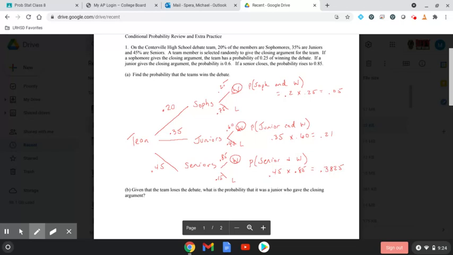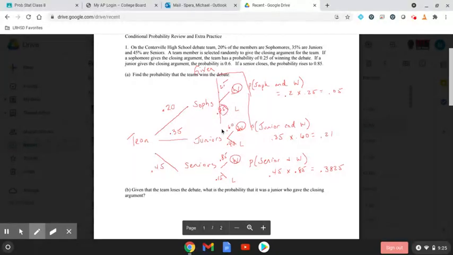Now, not that we need this right now, but I just want to point it out. Remember what that second set of branches are, this whole set of branches on down? Those are givens. So if I were to ask you, given the student is a sophomore and gives the closing argument, what's the chance the team loses the debate?